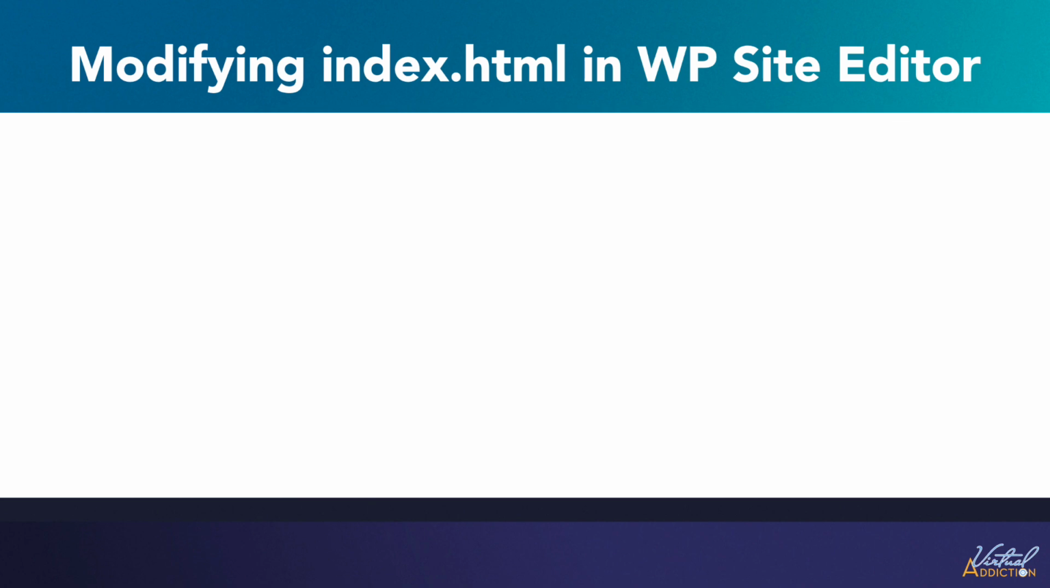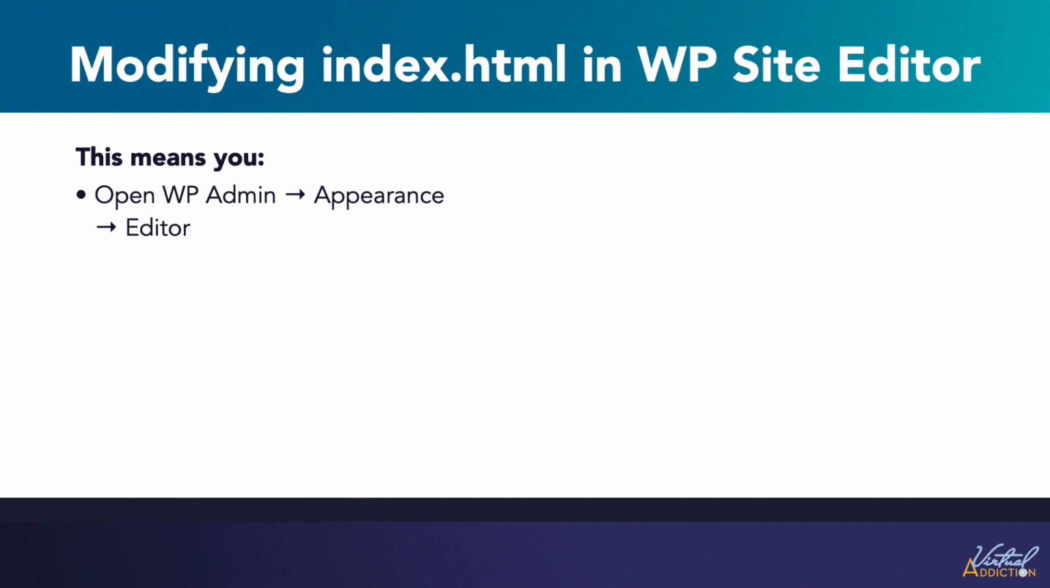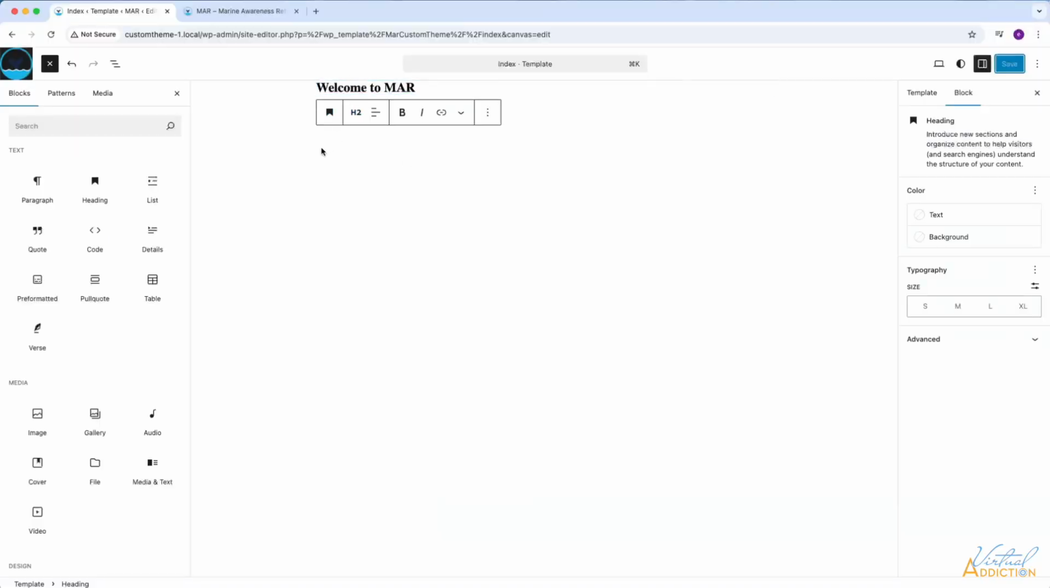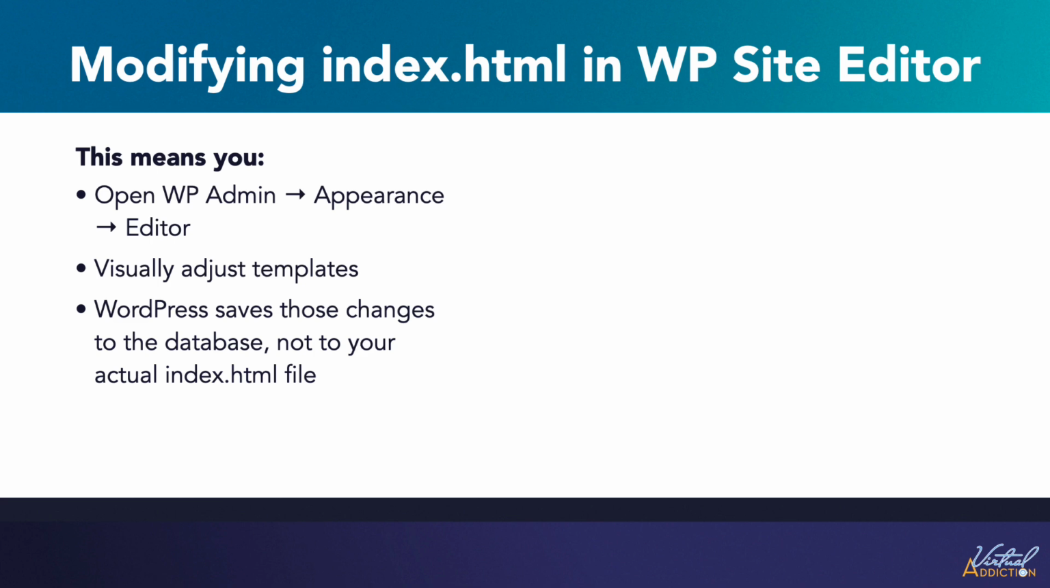If you modify the index.html files via the WordPress site editor, this means that you would have gone into the admin portion of WordPress, Appearance, and Editor. You are visually adjusting templates, adjusting blocks, rearranging content, etc. So this is what we did when we were modifying our index.html template inside of WordPress. And what WordPress does is it saves those changes to the database, not to the actual index.html file that exists inside of our theme folder.